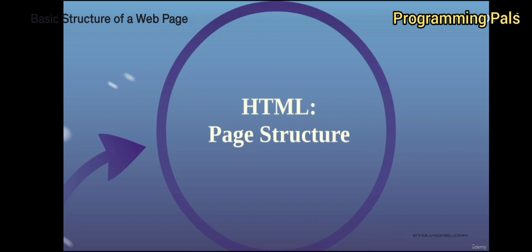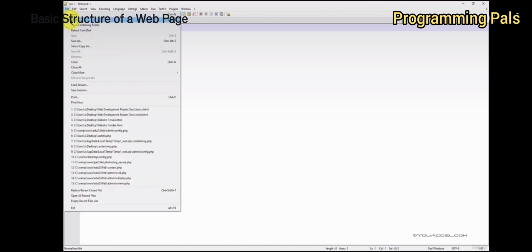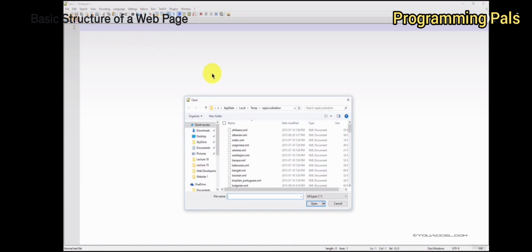Before we begin, you'll need to open Notepad++ if you're on a Windows machine or Text Wrangler if you're on a Mac. Once you have the text editor open, we'll need to open the file corresponding to this lesson from the Downloads folder. So go to File, Open, and open the file.